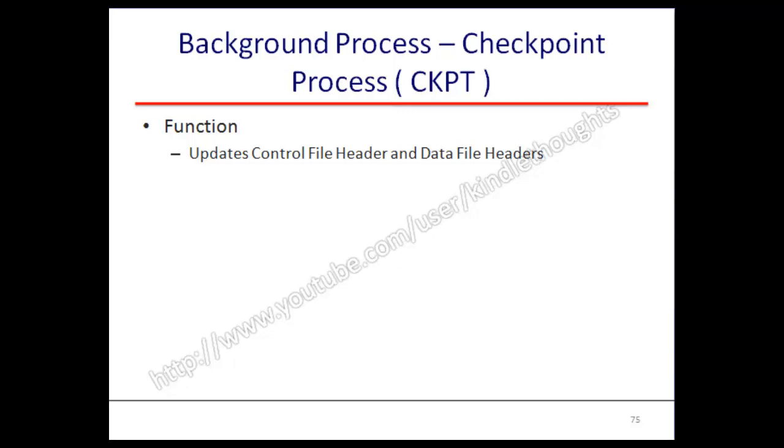So a checkpoint will actually go ahead and update the data file and the control file headers, informing that changes till a particular SCN are already recorded in the data files and the control file, and that for recovery, it will also give the information on the list of archive files from where the recovery should start. So the checkpoint process updates the control file header and the data file header with the checkpoint information.